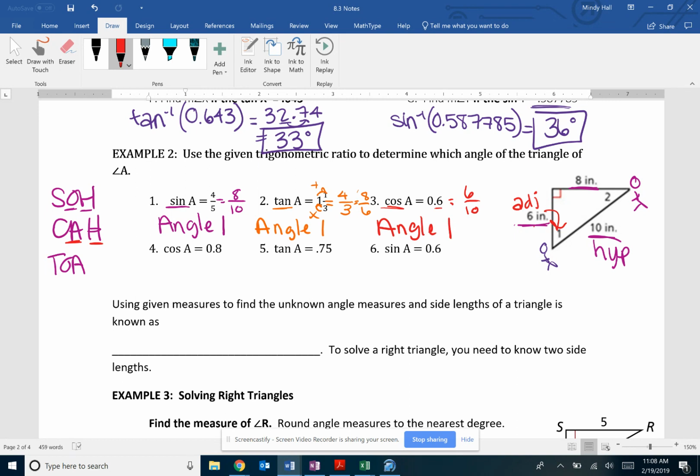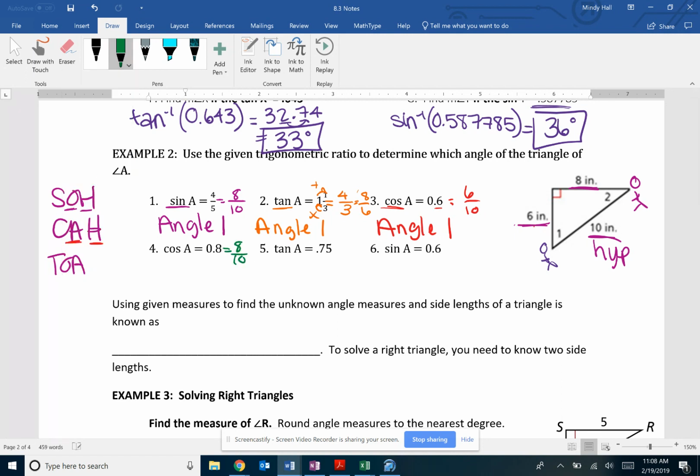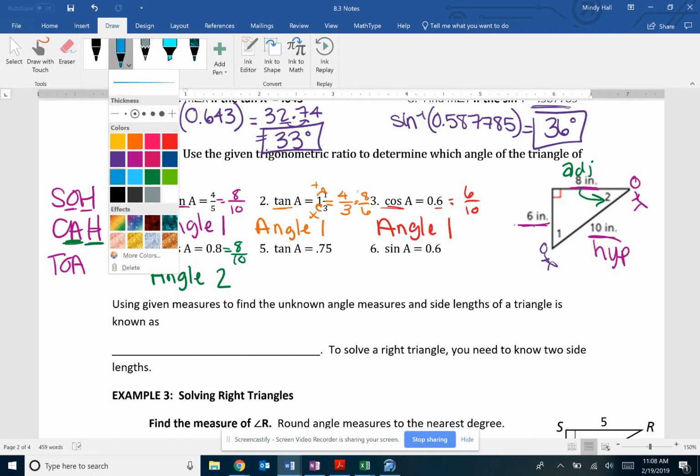So chances are the rest of them are all going to be angle 2, but we'll double check just to make sure. So we have cosine of A equals 0.8, which would be like 8 over 10. Cosine is adjacent over hypotenuse. So my adjacent is 8, and my hypotenuse is still 10. So because it's 8 over 10 and it's cosine, the angle that is next to the 8 is angle 2. Okay, so now let's do blue.